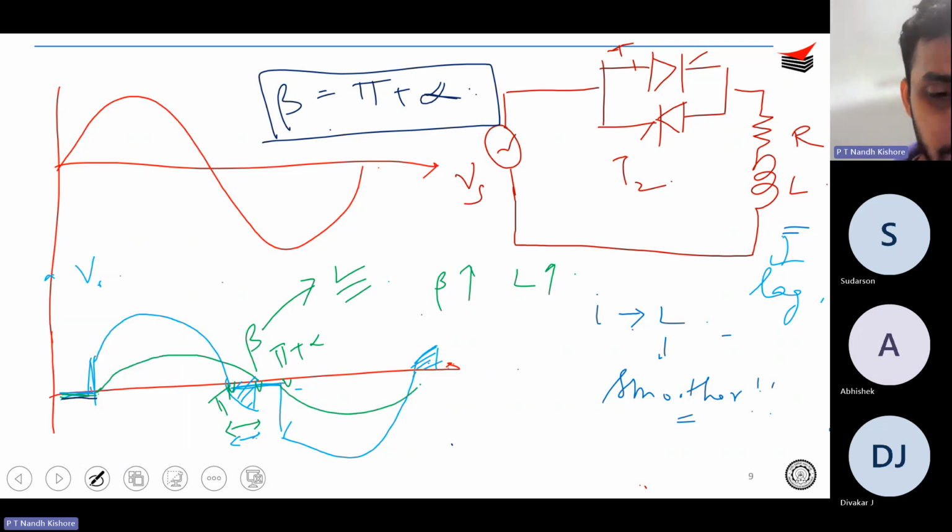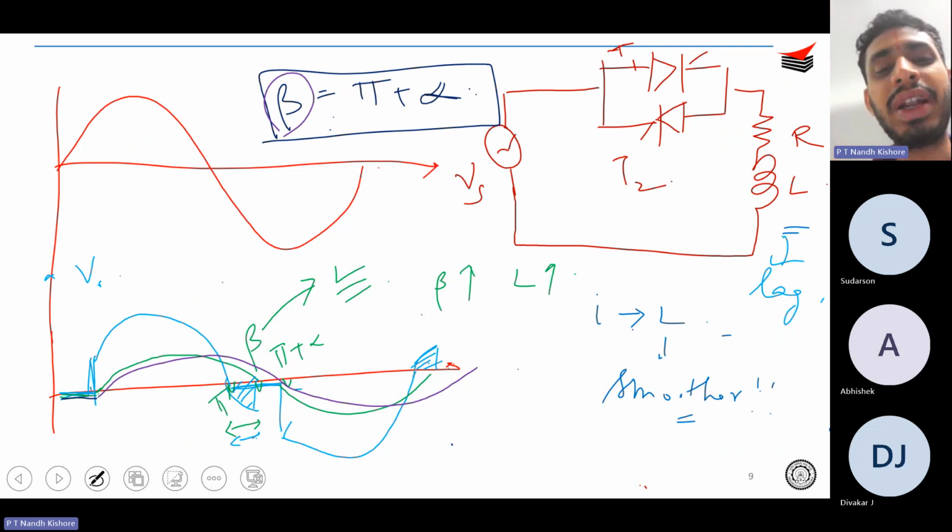As you rightly pointed out, your current is going to be something like this. It will become continuous at some point of time. So that value of beta, you may not call it extinction angle from now on, because beta has become equal to pi plus alpha. It's just continuous conduction. So what dictates it? Is there a relation which gives me what value of L will make this happen?